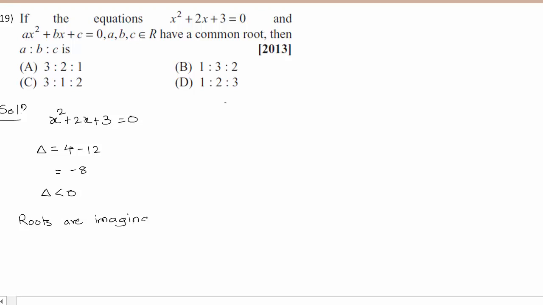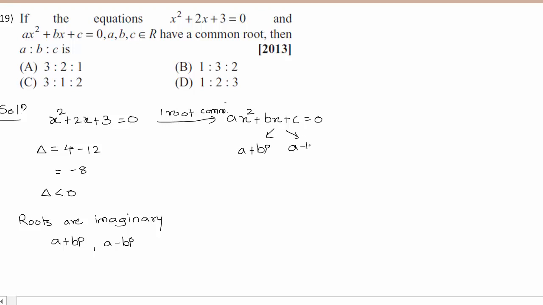Okay, students. So first quadratic has imaginary roots, but this quadratic and the other quadratic have one common root, right? One root is common. So if this has both imaginary roots, then this equation will have one imaginary root. But we know that if roots are imaginary, they will appear in conjugate pairs always. So if this equation has one imaginary root as a plus bi, its other root has to be a minus bi.